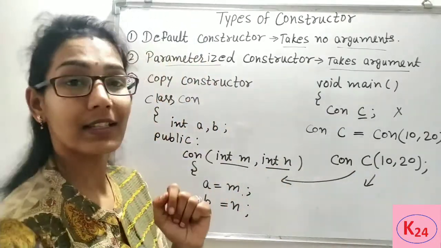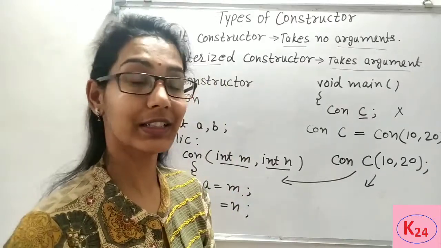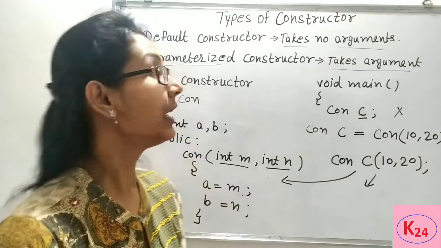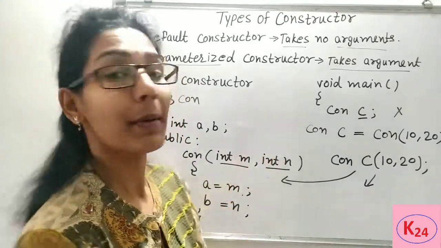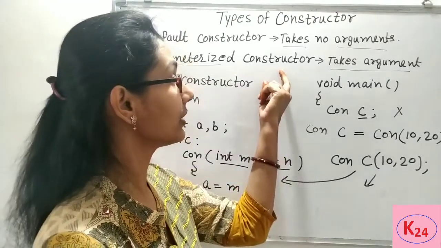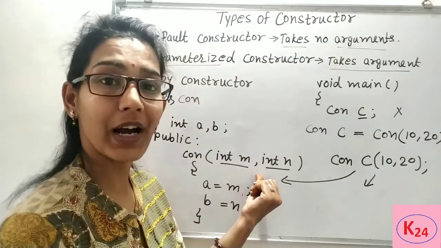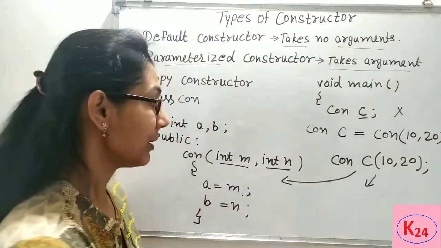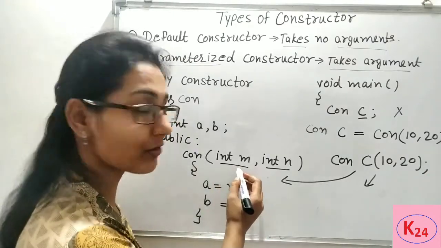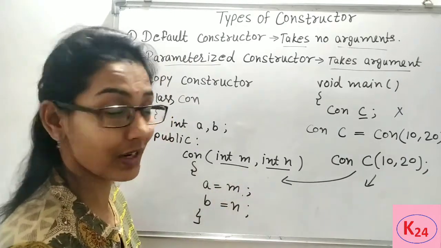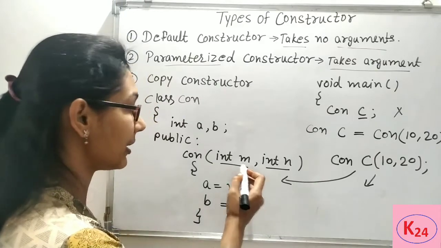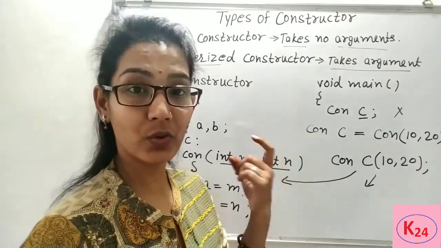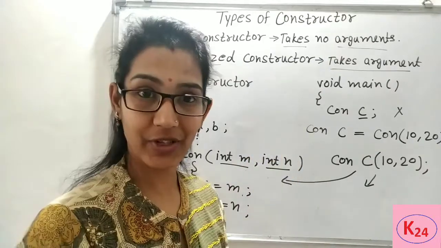Now two more things about the parameterized constructor: first, a parameterized constructor can be an inline function, and second, in a parameterized constructor we can pass any type of parameter instead of the class type, meaning we can pass all the primitive types like integer, float, etc., but we cannot pass a variable of the class type like con. So these are the two main rules for the parameterized constructor.